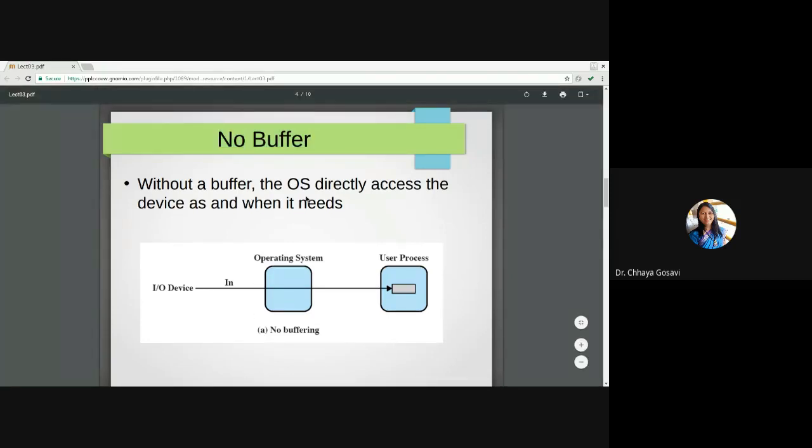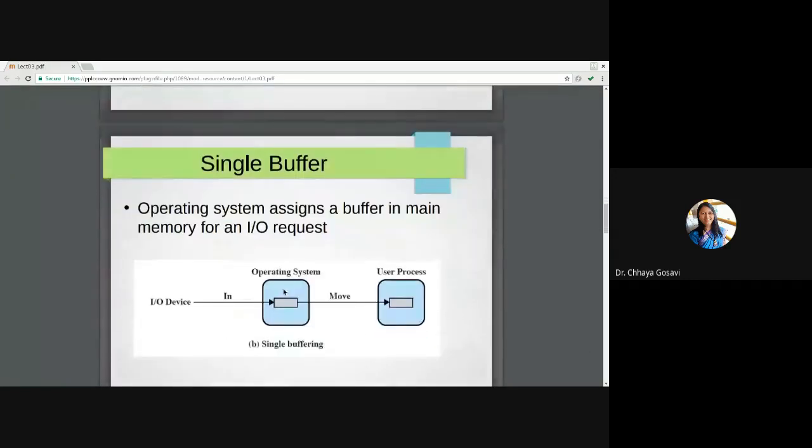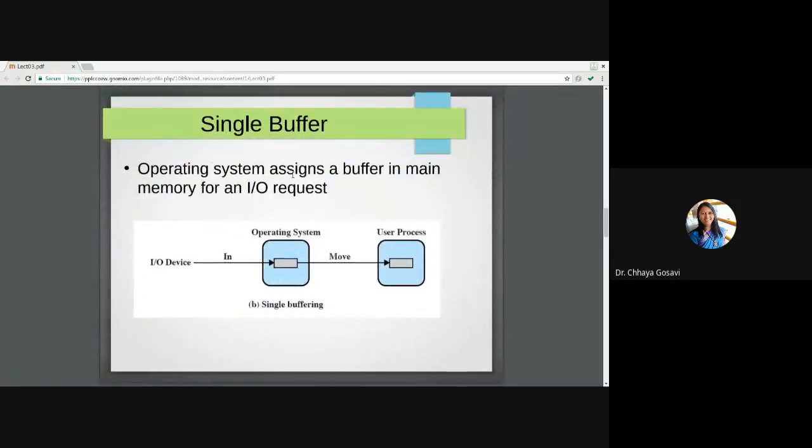That is with no buffering. No buffer was used. In case of single buffer, operating system assigns a buffer in main memory for IO request. So there is a buffer. Buffer can be a set of memory locations, and operating system in advance keeps this data, reads data from input device and keeps it with it.